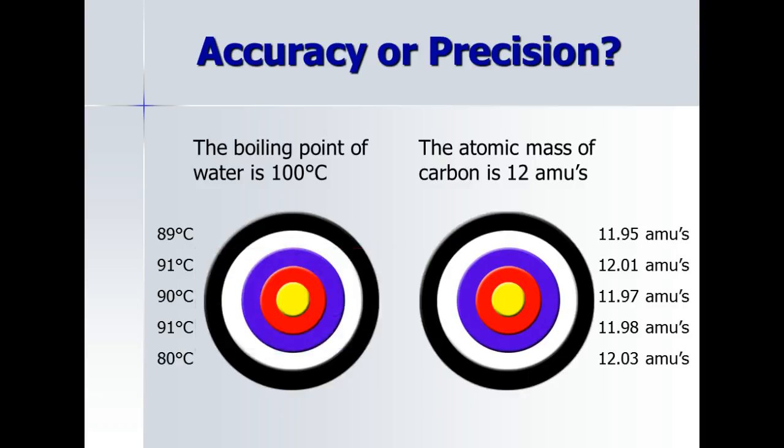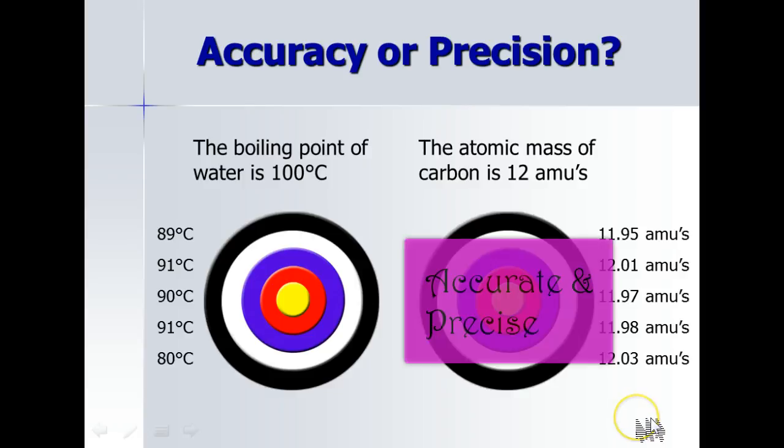accurate. Let's look at the atomic mass of carbon, which is 12 atomic mass units. And we got measurements of 11.95, 12.01, 11.97, 11.98, and 12.03. So these are accurate. They're really close to the real value, and they're also precise because they're all close together.